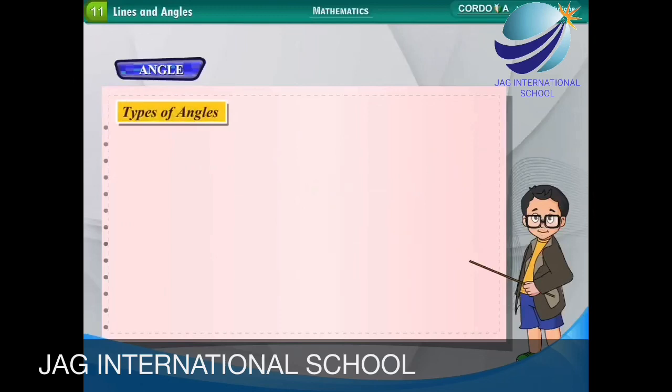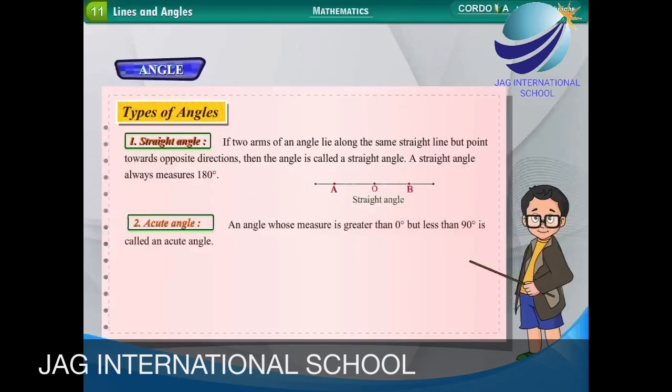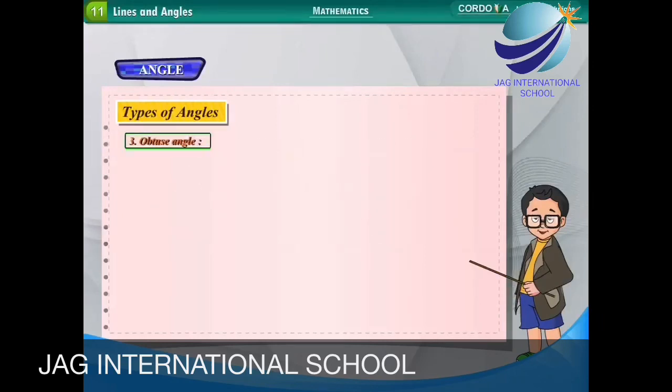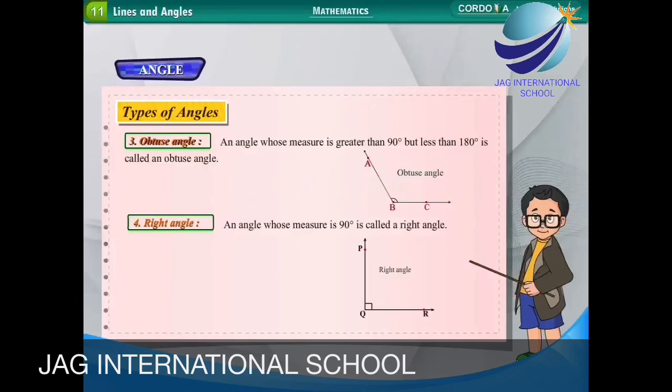Types of angles. Straight angle. If two arms of an angle lie along the same straight line but point towards opposite directions, then the angle is called a straight angle. A straight angle always measures 180 degrees. Acute angle. An angle whose measure is greater than 0 degree but less than 90 degree is called an acute angle. Obtuse angle. An angle whose measure is greater than 90 degree but less than 180 degree is called an obtuse angle. Right angle. An angle whose measure is 90 degree is called a right angle.